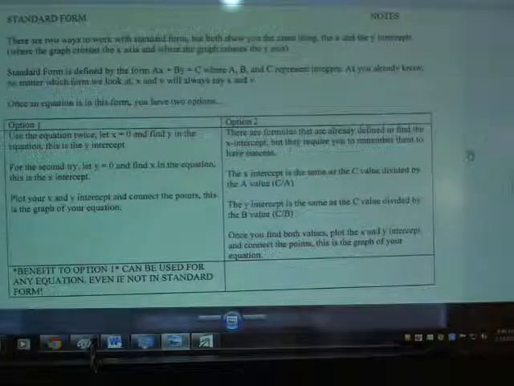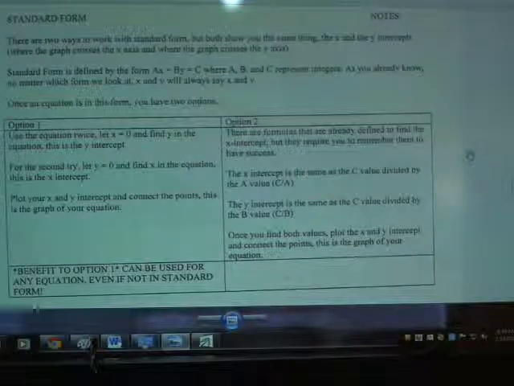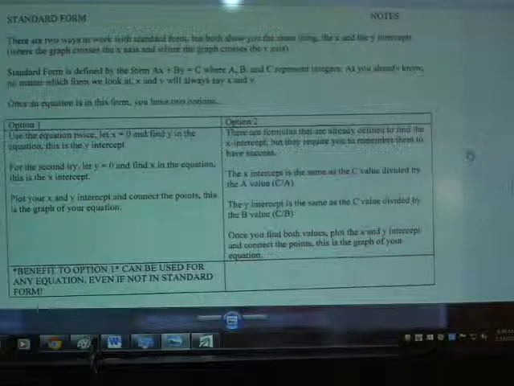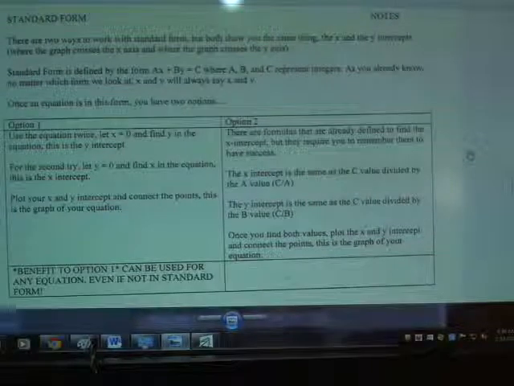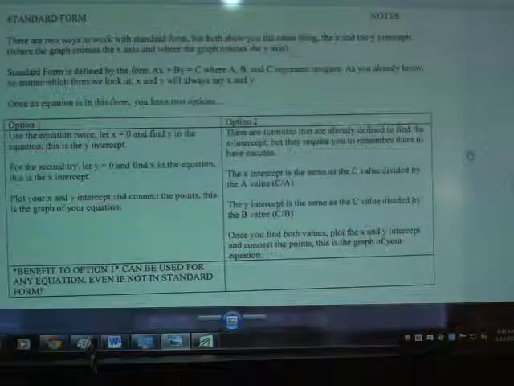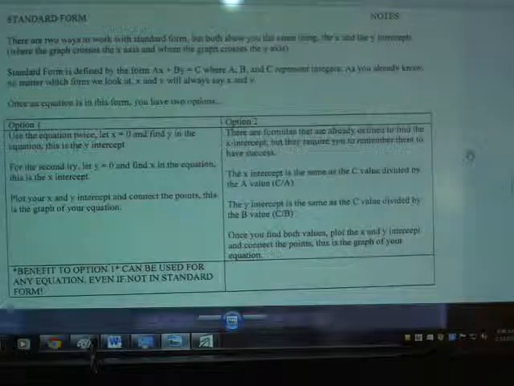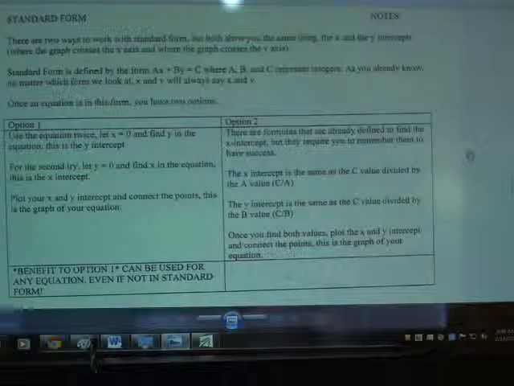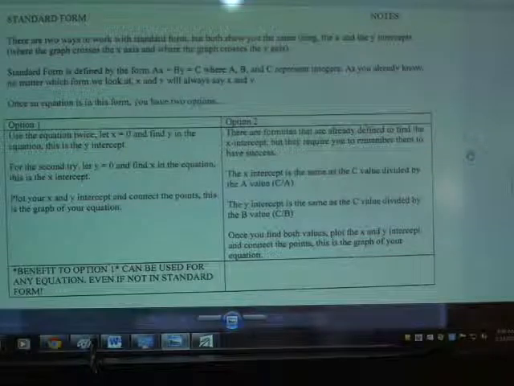Okay, so option 1. In option 1, what you're going to do is find the x and the y-intercept. And the way you're going to do that is let the opposite value equal 0, and that will identify the intercept you're interested in. So what they're saying there is when I want to find the x-intercept, remember the x-intercept is where the graph goes over the x-axis. When I want to find the x-intercept, I'm going to look at my equation and change y into 0.